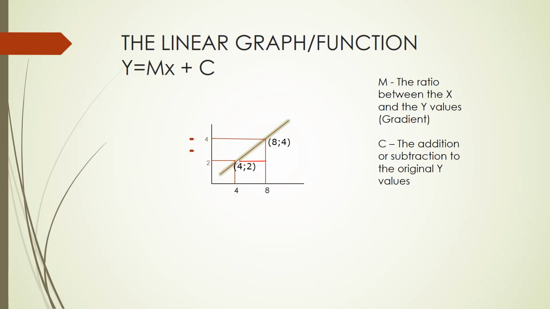What is the ratio between y and x? Then you say, okay, delta y, which is 4 minus 2, you get 2, divided by 8 minus 4, you get 4. 2 divided by 4 again, which means this is how ratios work, by the way.